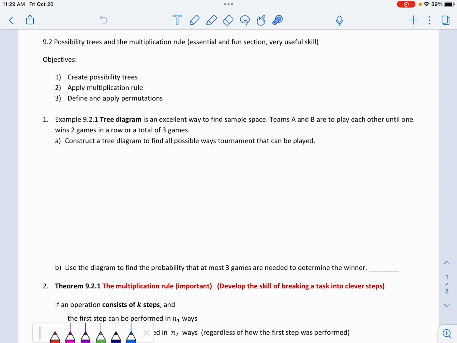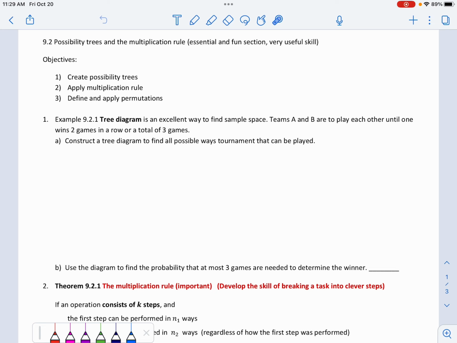Section 9.2 focuses on probability trees and the multiplication rule. And example 9.2.1 explains how a tree diagram can be used to find sample space, especially for some tricky situations. So I hope that you are able to follow this example and learn how to construct a tree diagram. Now my video is going to focus on the multiplication rule. So here we will learn what it is and how to apply it.